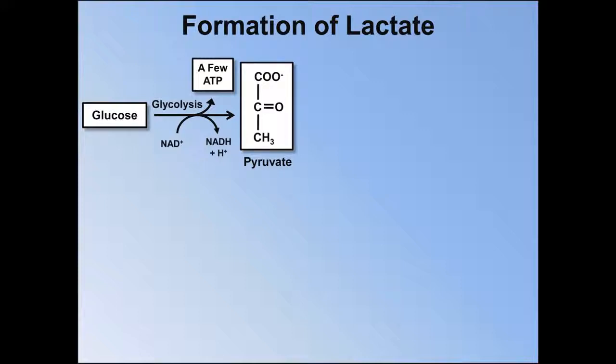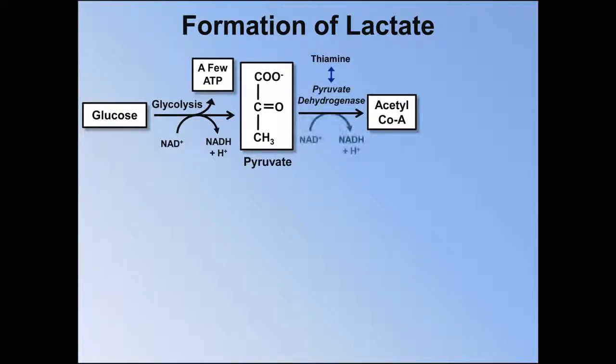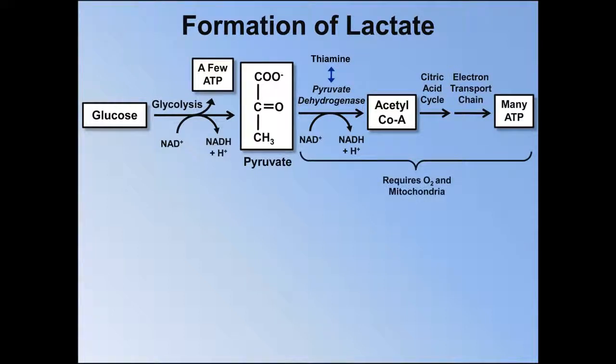Under normal circumstances, pyruvate is converted into acetyl-CoA with the help of thiamine and some more NAD. Acetyl-CoA can then enter the citric acid cycle, also called the Krebs cycle or TCA cycle, where it converts chemical energy into something that can be used by the electron transport chain to generate many ATP in a process known as oxidative phosphorylation. All of these steps here require the presence of oxygen and functioning mitochondria.